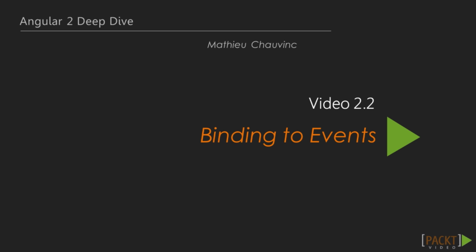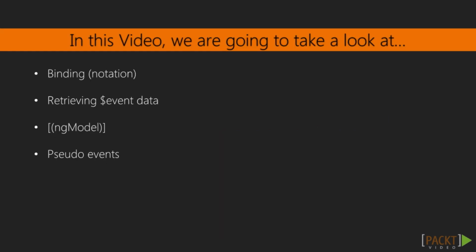In the previous video, we used data from the component to be displayed in the view. This time, we will be responding to view changes with logic in the component. We will start by introducing the round brackets binding on element events, and we'll pass on the event data within the callback. Then we will create a two-way data binding on an input using ngModel. And finally, we'll bind to specific events, similar to what we did with class and styles in the previous video.